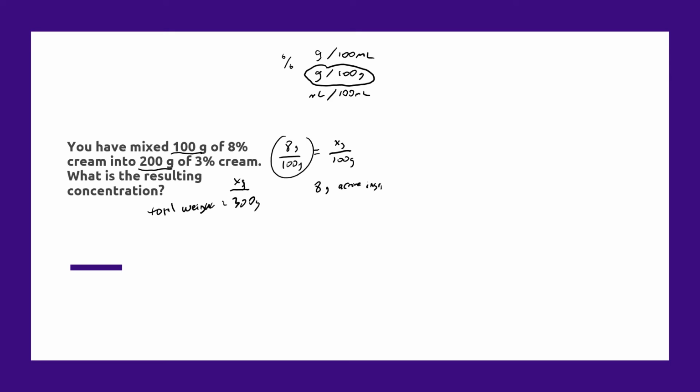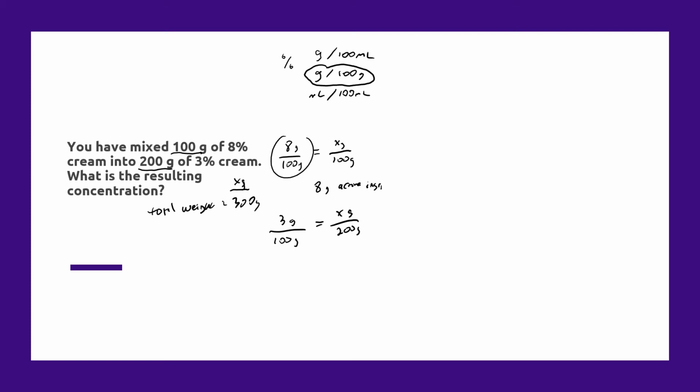Now that second part is a 3% cream and we have 200 grams. So we want to figure out how many grams total we have of active ingredient in that one. So we're going to ask ourselves, how many grams of active ingredient do we have per 200 grams of cream when we have 3 grams of active ingredient per 100 grams of cream? That's what 3% cream means.